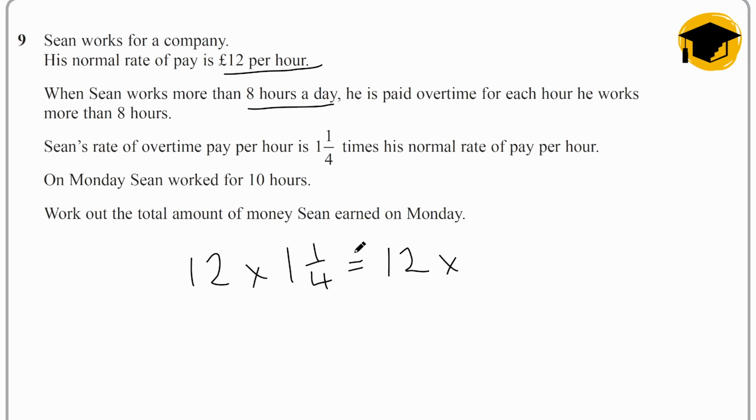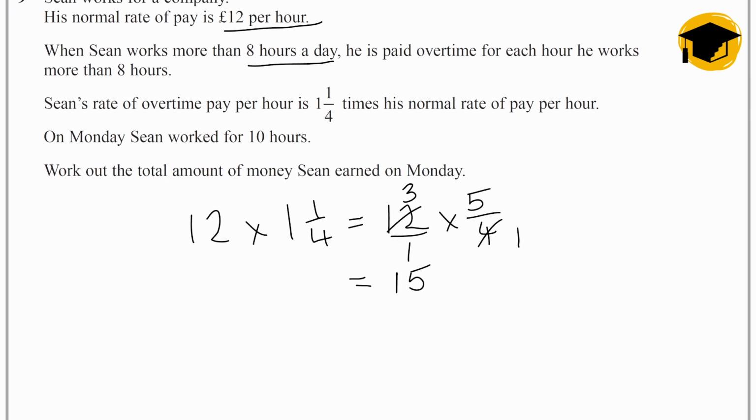So we can convert the mixed fraction into improper. 1 times 4 is 4, plus 1 is 5 over 4. If nothing's written, it's over 1. We can simplify these. So how many 4s go into 12? 3 times. How many 4s go into 4? Once. 3 times 5 is 15. Anything divided by 1 is itself. Final answer is £15 for the amount he gets paid over 8 hours.